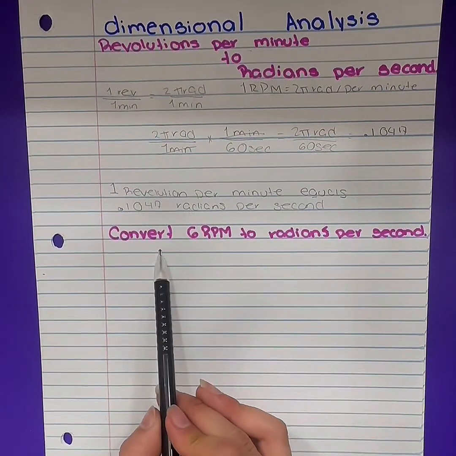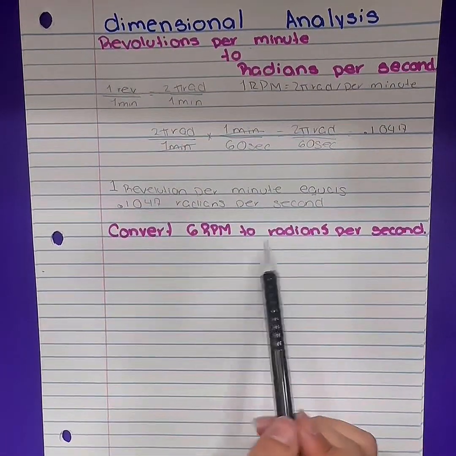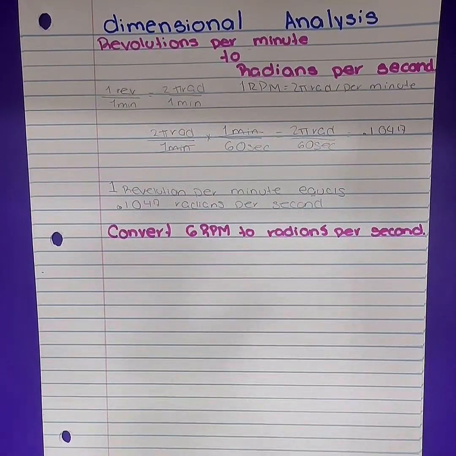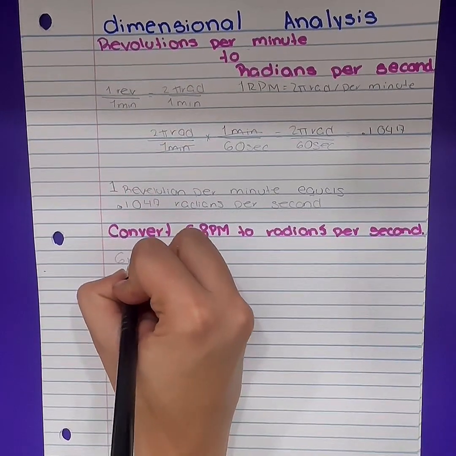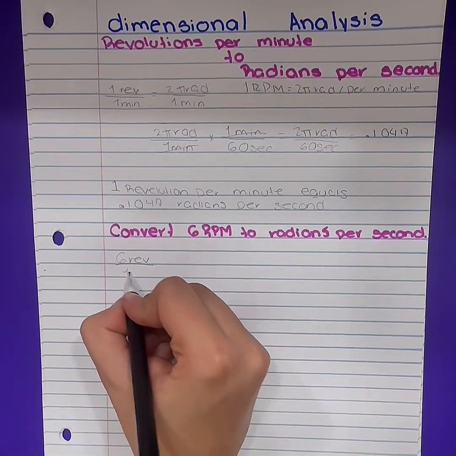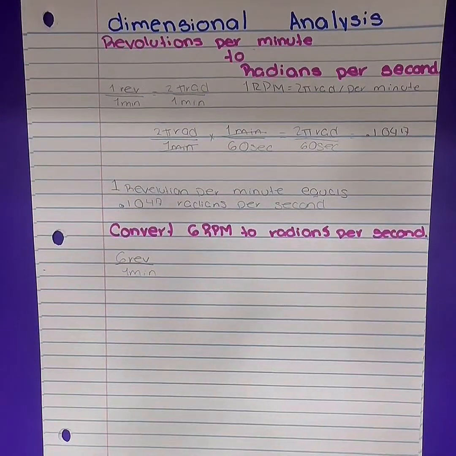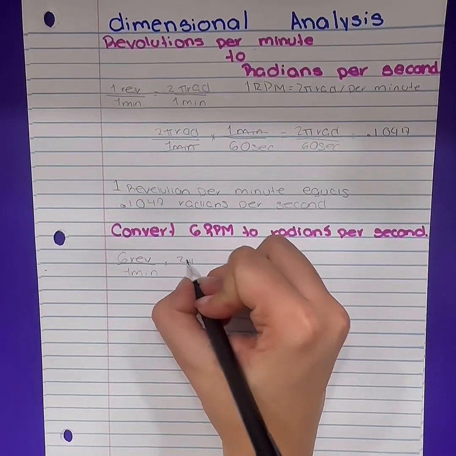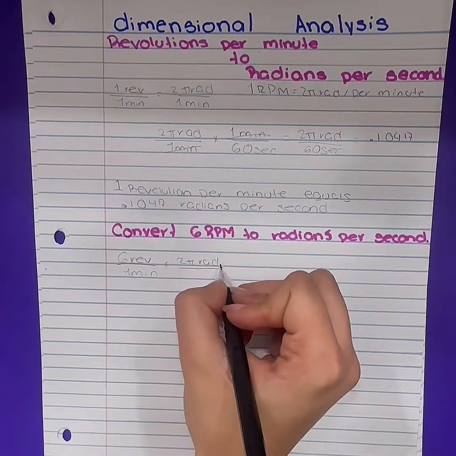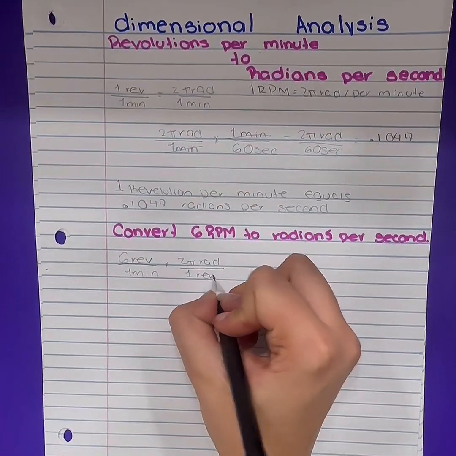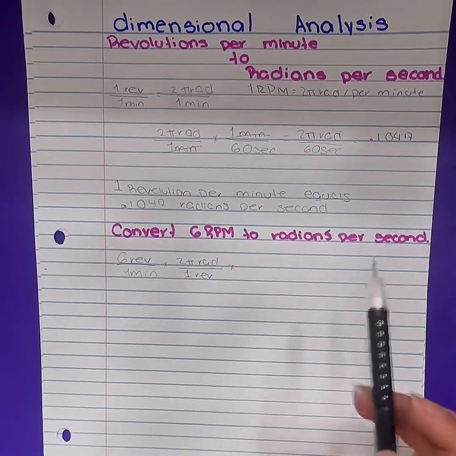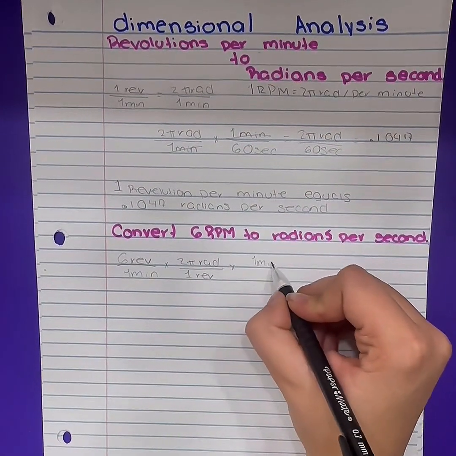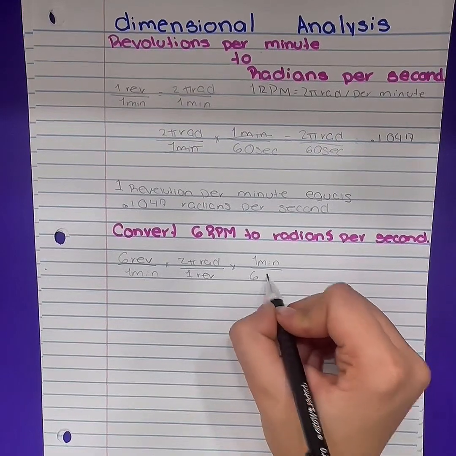Okay, now we're gonna convert 6 revolutions per minute to radians per second. So first, we need to write our first quantity, which is 6 revolutions in 1 minute. And from the previous example, we already know that there's 2 pi radians in 1 revolution. And we need to convert it to seconds. So we know that in 1 minute, there's 60 seconds.